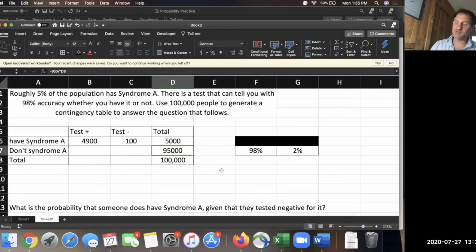So go ahead and do 98% and try to get them in the right box. Think about where they would go. If it was 100% accurate, what would it look like? And then try to do the calculation both ways as percentages and add it up to see if it adds up to 95,000. That's a nice reinforcement check.